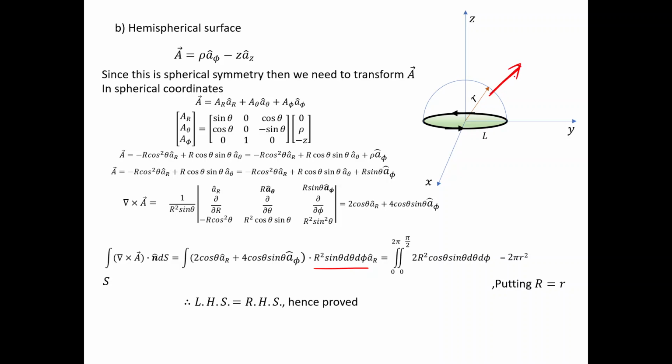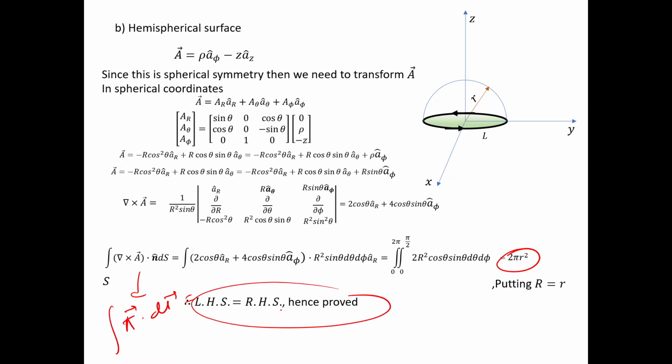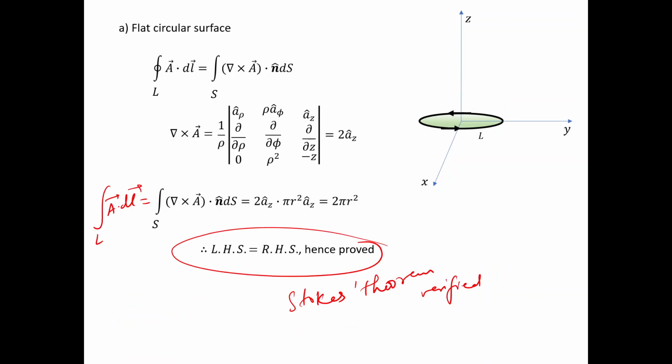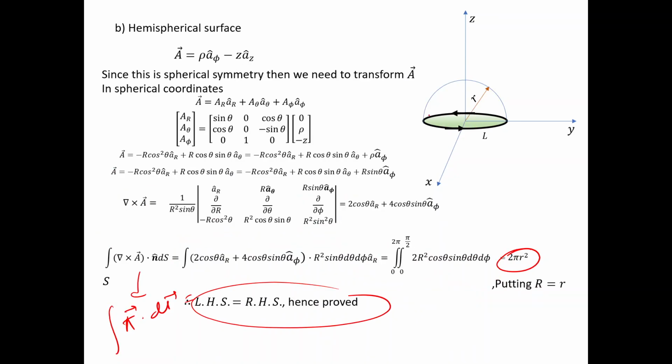and of course the area, its direction to the normal will be in the ar direction, in the radial direction. Hence ar dot with ar will be 1, but ar dot with a phi will be 0. Finally, on doing integration, we can obtain once again 2 pi r square. Hence we can say the line integral is equal to the surface integral. Hence proved, Stokes theorem. Once again, what we saw, this was the flat surface and this is a hemispherical surface. In both cases, the Stokes theorem is verified for a common contour L.